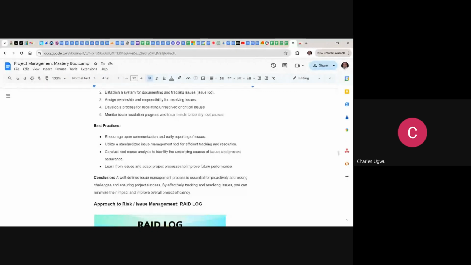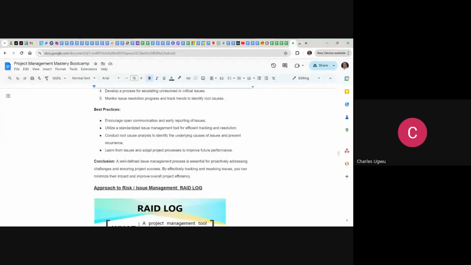Utilize a standardized issue management tool for effective tracking and resolution. Conduct root cause analysis to identify the underlying cause of issues and prevent their occurrence. Learn from the issue and adapt project processes to improve future performances. So that is where the lesson learned comes in again. You have to learn from your past mistakes. Conclusively, a well-defined issue management process is essential for proactively addressing challenges and ensuring project success. By effectively tracking and resolving issues, you can minimize their impact and improve the overall project efficiency.